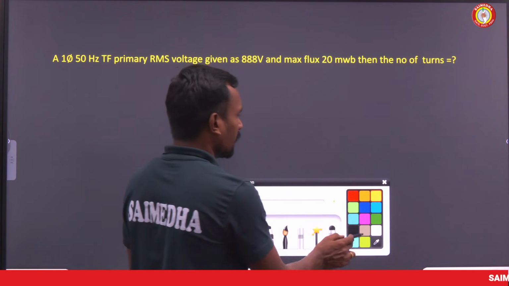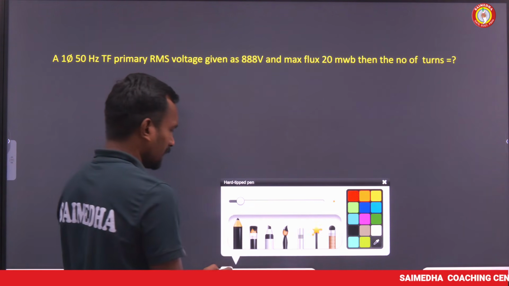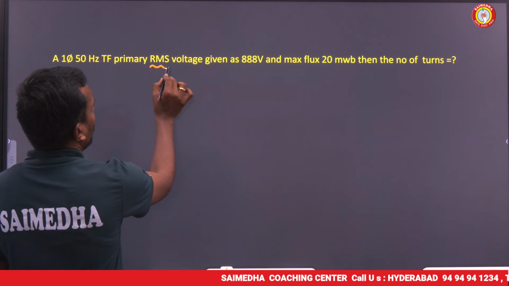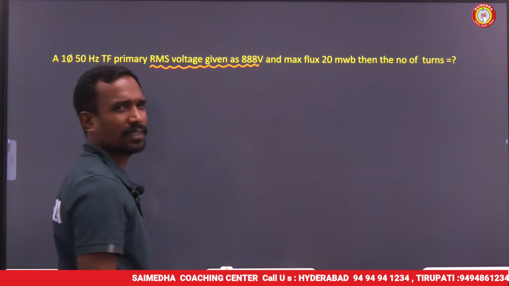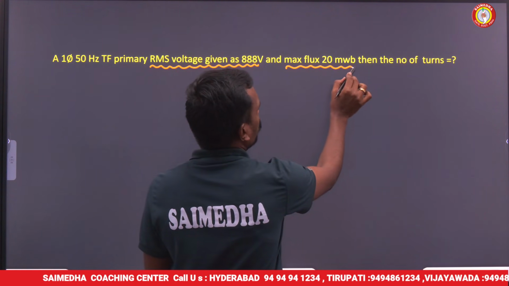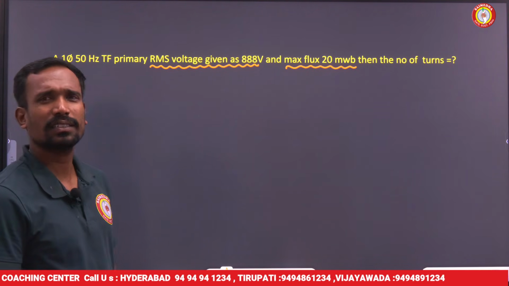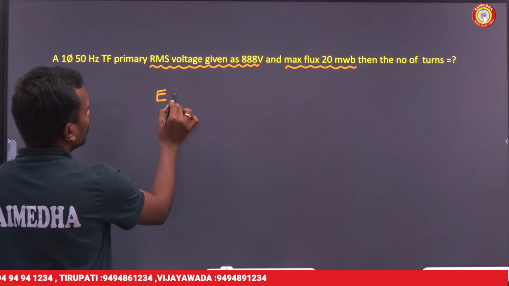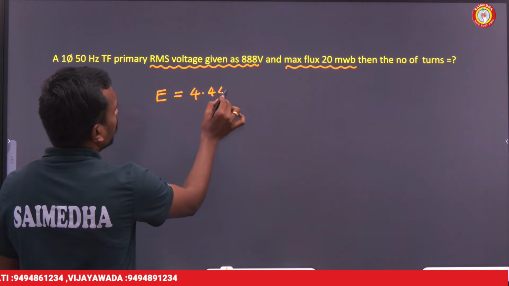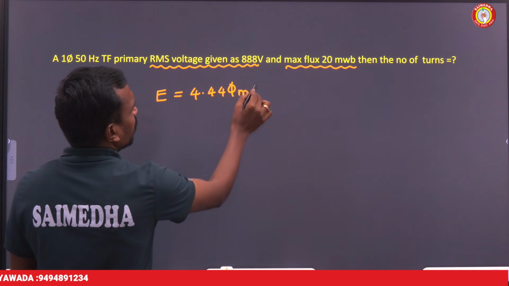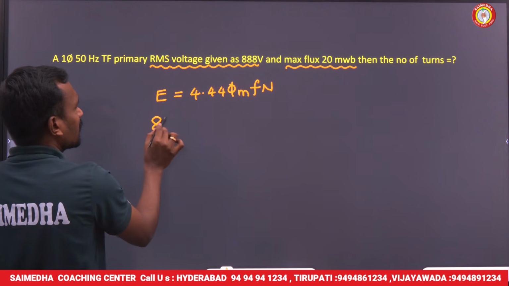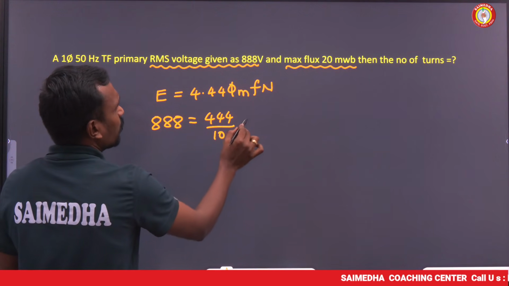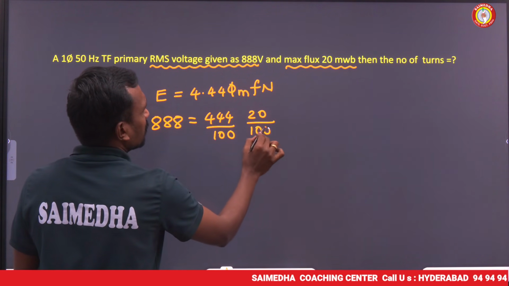Can you calculate and give me the answer for this question? Single phase 50 Hz transformer, primary RMS voltage given as 888 and maximum flux given as 20 milliweber. Then what is the number of turns in the transformer primary? So we can say E equals 4.44 times phi m times f times N. E is given as 888, equals 444 by 100 times phi m, given as 20 milliwebers.